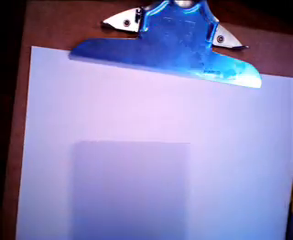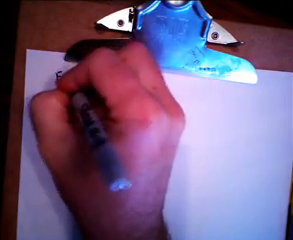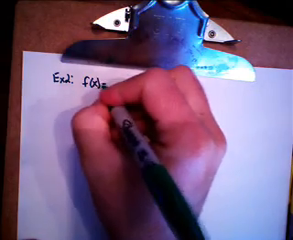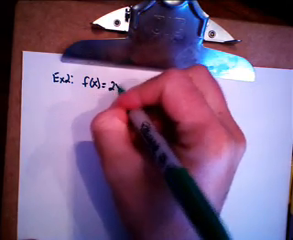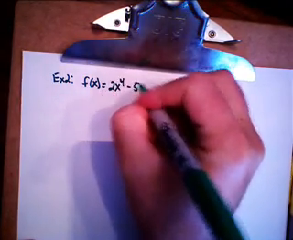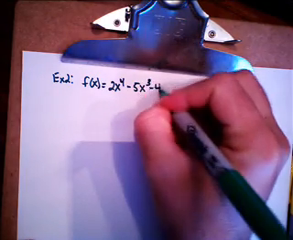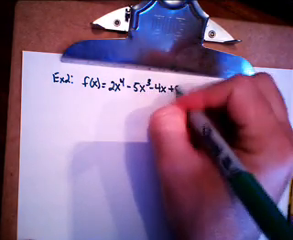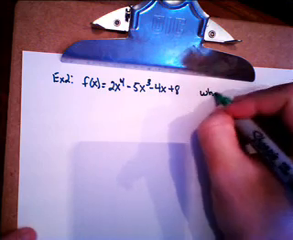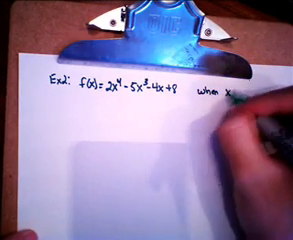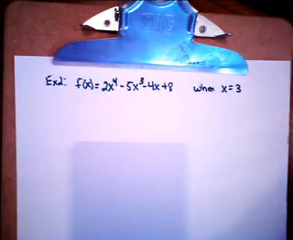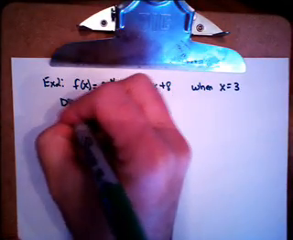Example 2 says, take the function f of x, 2x to the 4th minus 5x cubed minus 4x plus 8. And it says evaluate that expression when x is equal to 3. And this is called direct substitution.